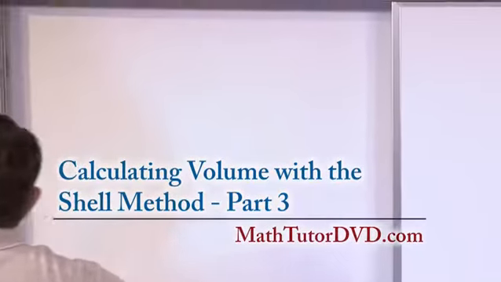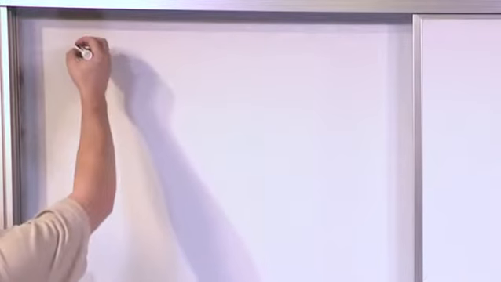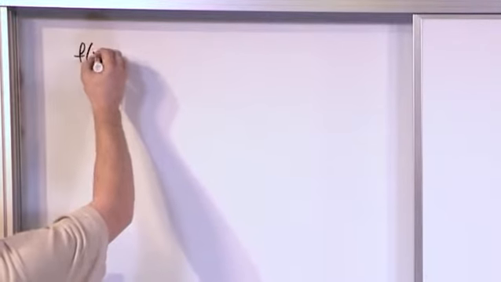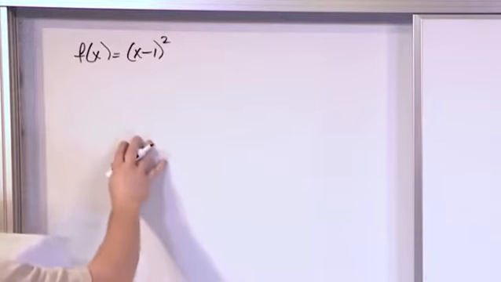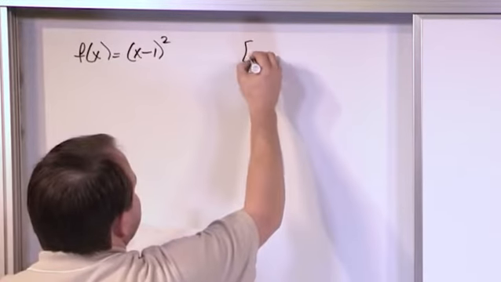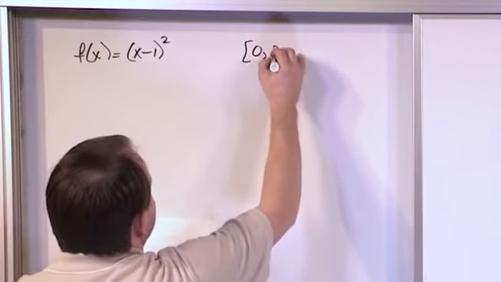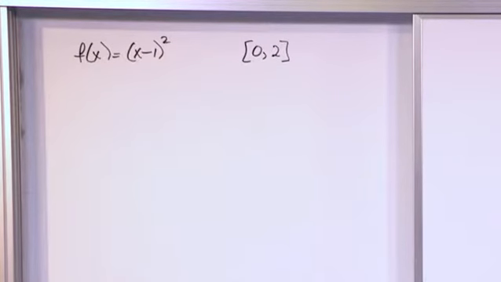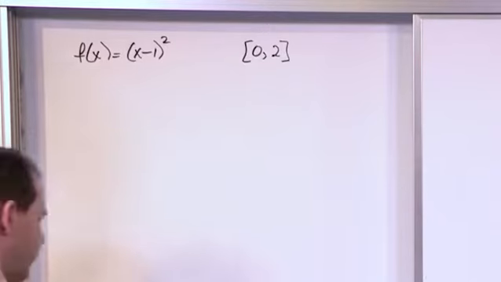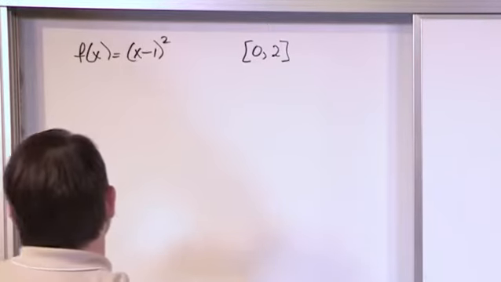What if we had a problem that was given as a function f of x is equal to (x minus 1) squared. That's the function. The region we're interested in is x equals 0 to 2. And we're revolving this about the y-axis like we always do for these problems. And we're trying to find out what would be the volume.